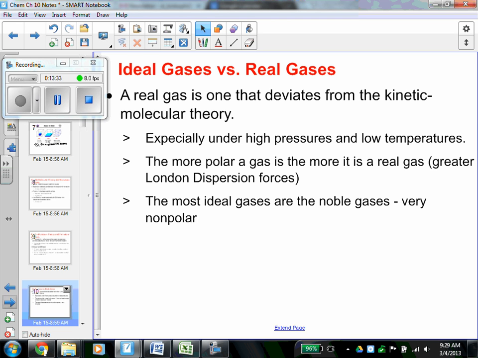Next, the more polar a gas is, the more it is a real gas because of greater London dispersion forces. So the stickier the gas is, the more polar it is, the more it deviates from being an ideal gas, and the more it's a real gas. The most ideal gases are noble gases. These are very nonpolar. I've already mentioned that, but there it is again.